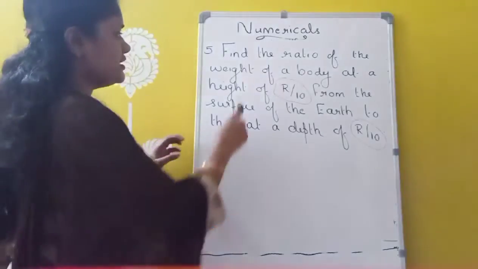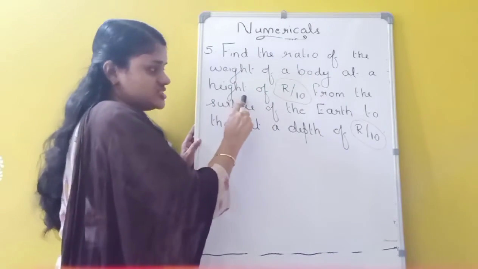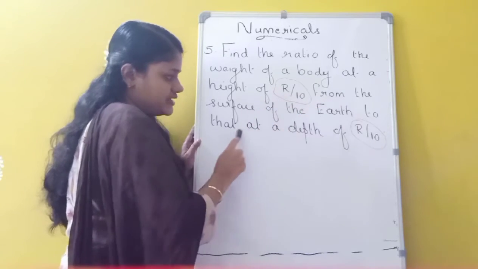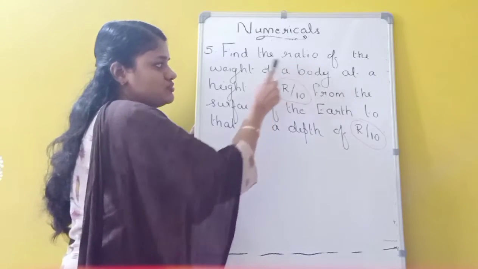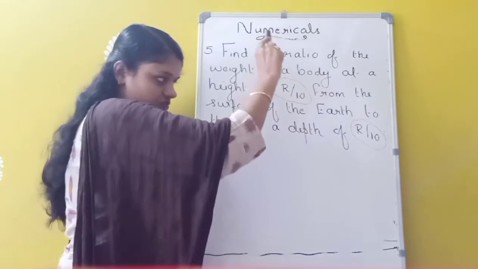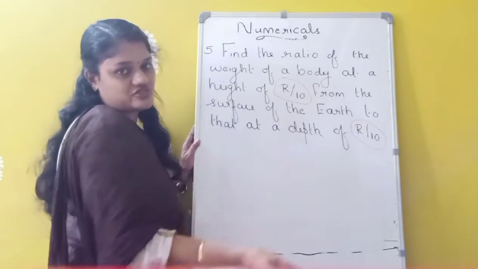Now fifth problem. Find the ratio of the weight of a body at a height of r by 10 from the surface of the earth to that at a depth of r by 10. So we have to find the ratio of weight of a body at a height of r by 10 from the surface of the earth to that at a depth of R by 10 from the surface of the earth.